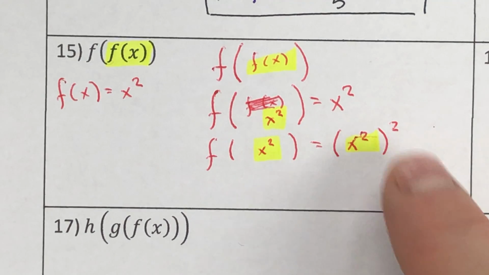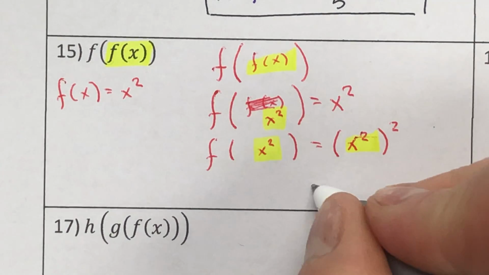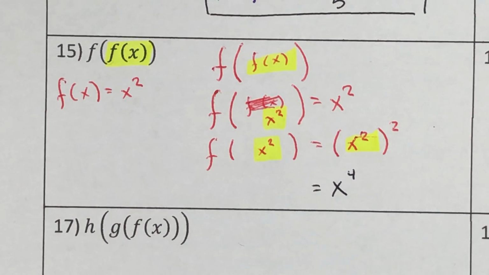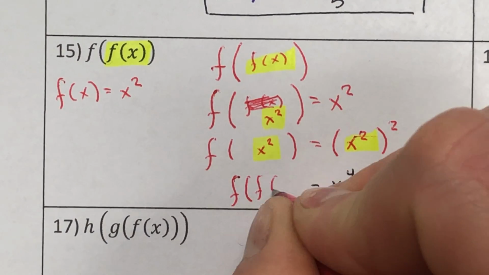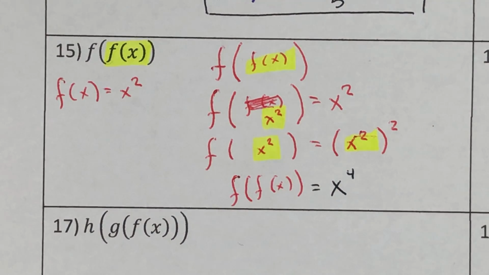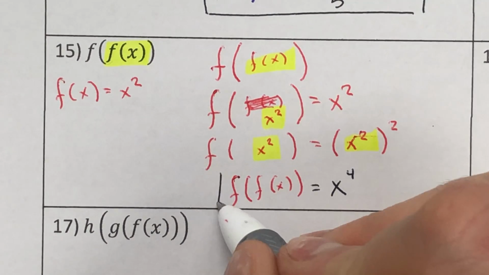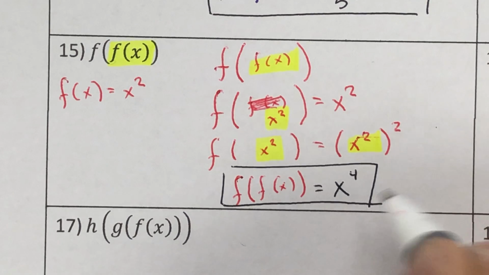So I'm just going to take x squared and square it, which is going to leave me with x to the 4th, and that is the equivalent of my f of f of x. And there we go. Boom.